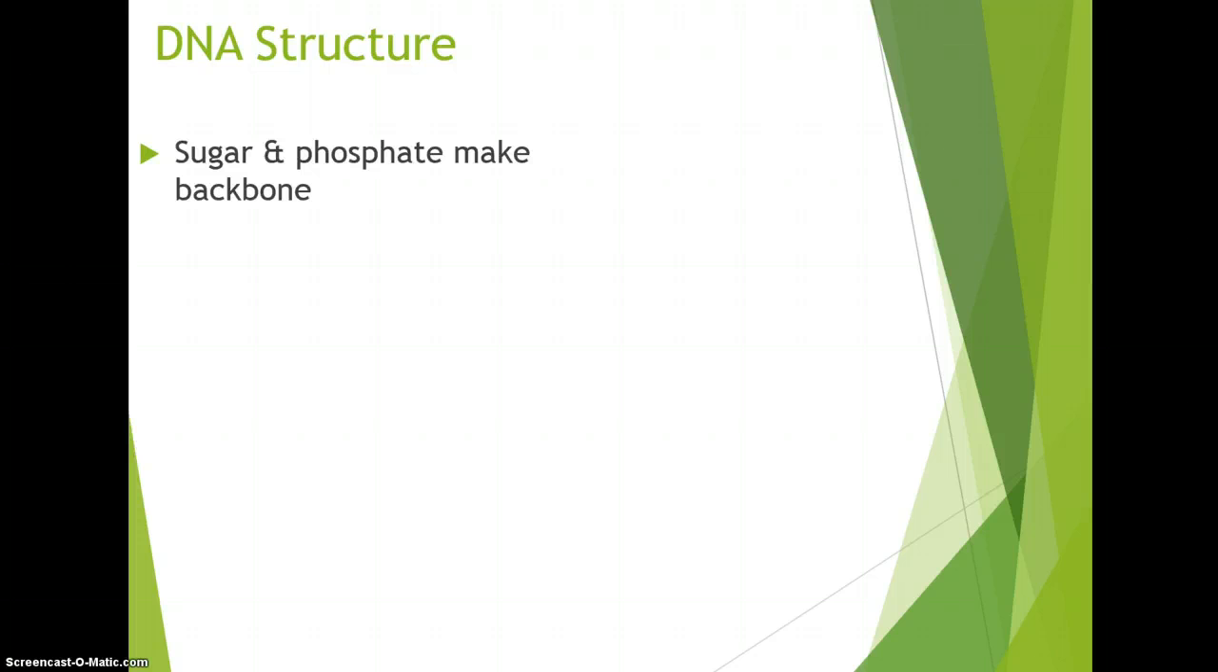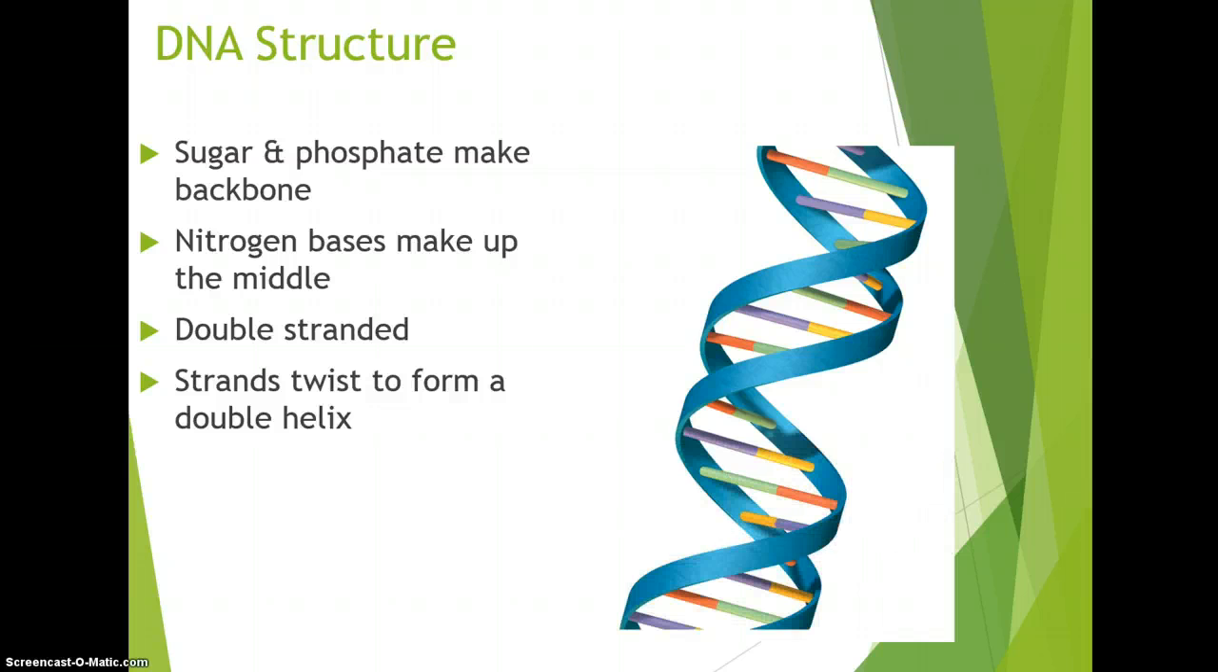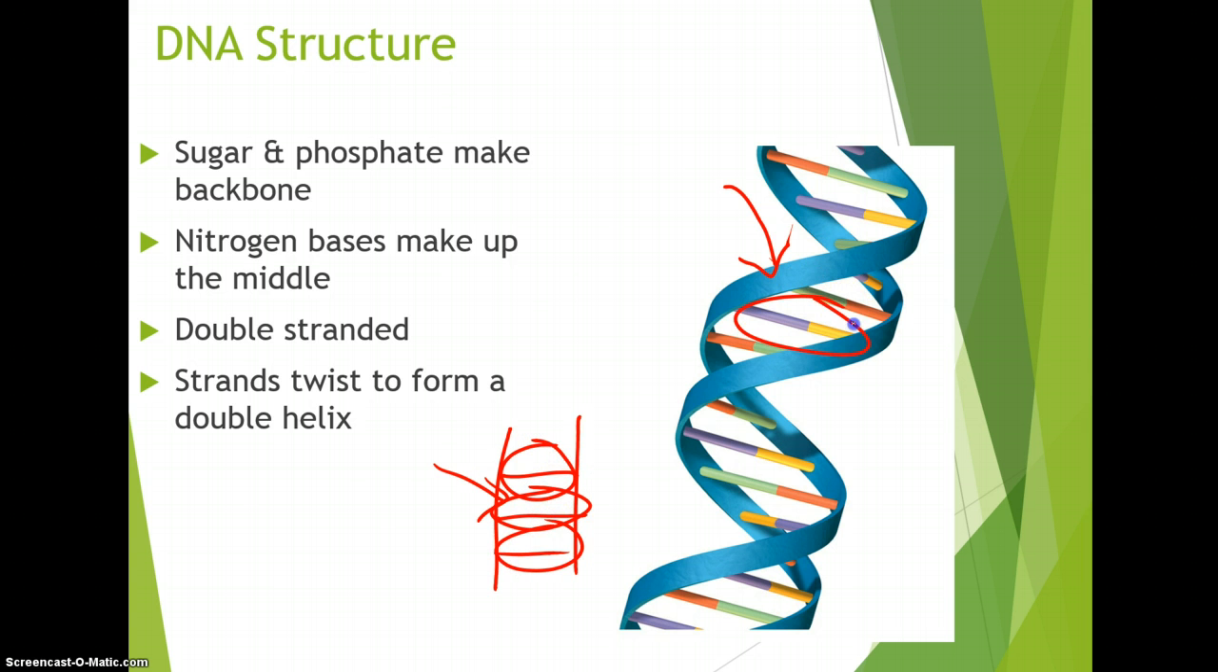Mrs. Hood already said the sugar and phosphate are what make up the backbone, so you will hear it referred to as the sugar-phosphate backbone. And then nitrogen bases are making up the middle. So if you think of it as like a ladder, the outsides of the ladder, those are going to be your sugars and your phosphates. And then the rungs, or the place where you step on the ladders, those are your nitrogen bases.